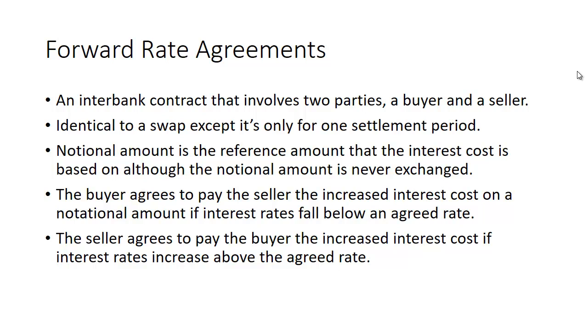Now, there's something referred to as the notional amount, and this is the reference amount that the interest cost is based on, although the notional amount is never exchanged. What happens is the buyer agrees to pay the seller the increased cost on a notional amount if interest rates fall below an agreed rate. The seller agrees to pay the buyer the increased interest cost if interest rates increase above the agreed rate.